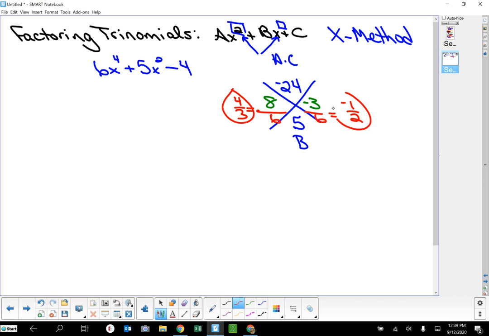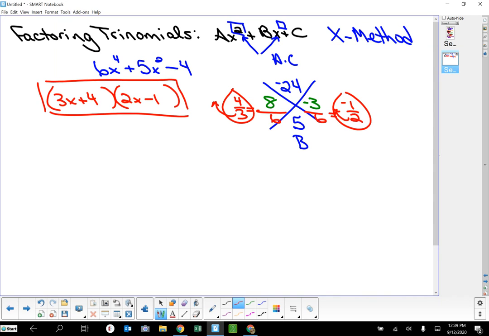And we're going to use these to turn into our binomials. The bottom comes up and gets a variable. So this is 3x plus 4. The bottom comes up and gets a variable, 2x minus 1. And that is how the factored form of that trinomial looks.